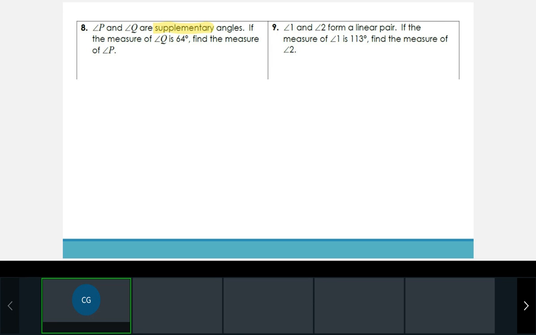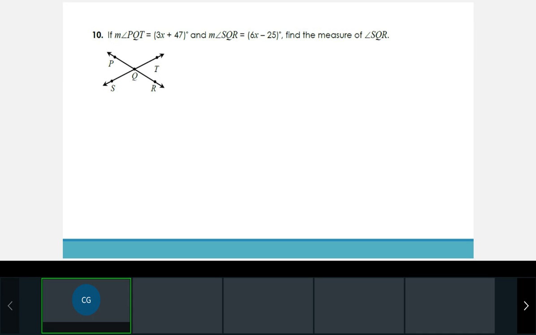All right, moving on. You're going to do number 8 and 9 on your own. You can check the key. If you get them completely wrong and you don't know why, send me an email with a picture of your work and I'll help you out. You can also check the key. It's posted on OMHS for you.